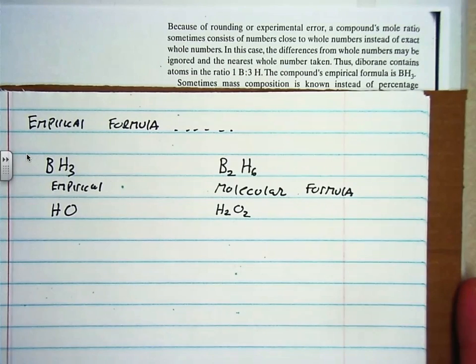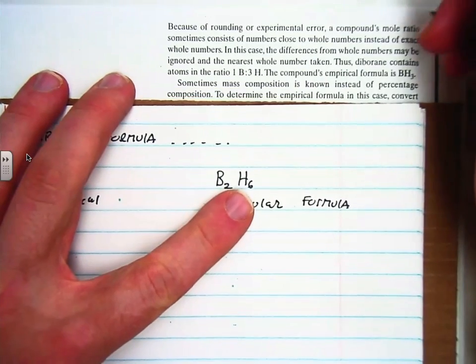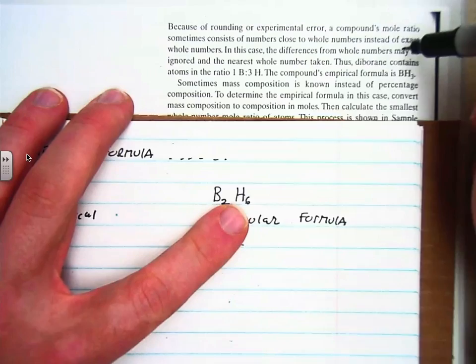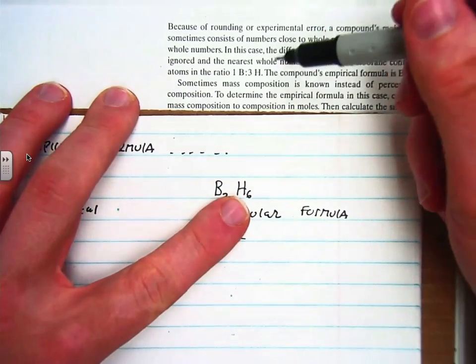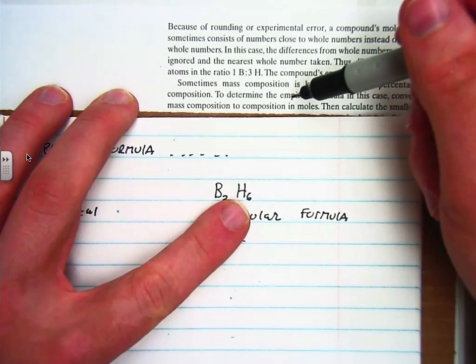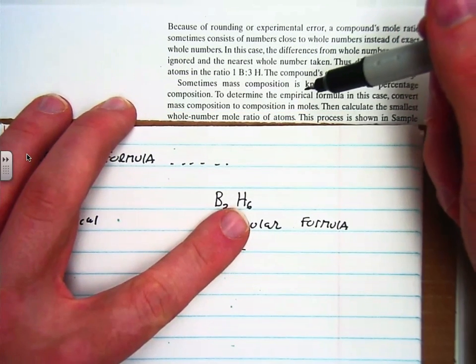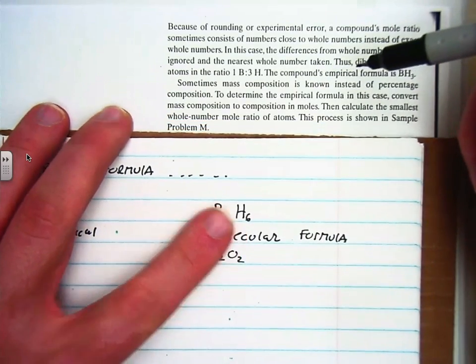Sometimes mass composition is known instead of percent composition. To determine the empirical formula in this case, convert mass composition, that's like how many grams for every 100, to composition in moles. Then calculate the smallest whole number ratio of atoms, mole ratio of atoms. This process is shown in sample problem M.